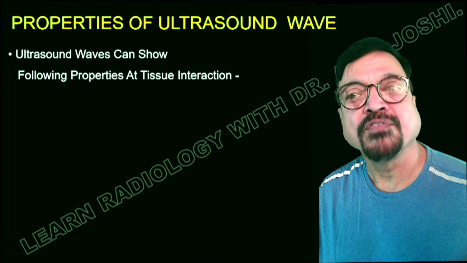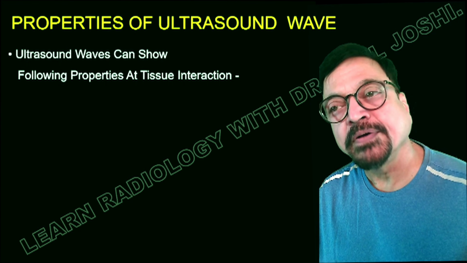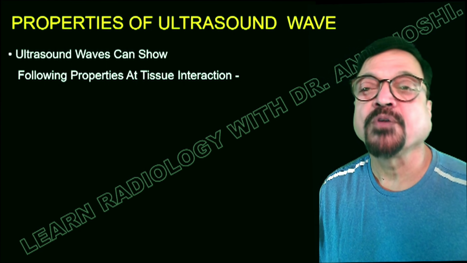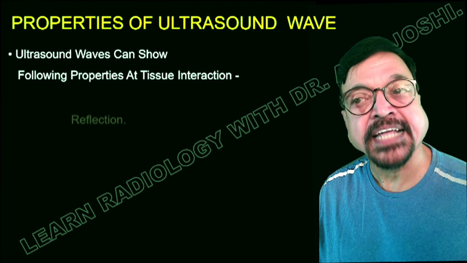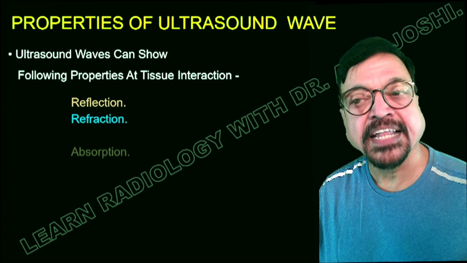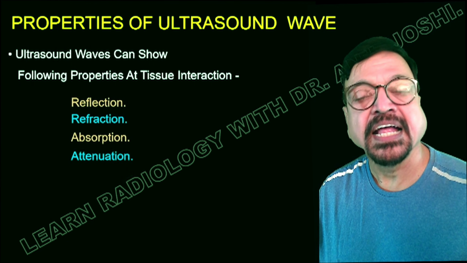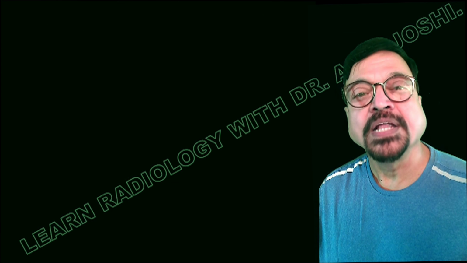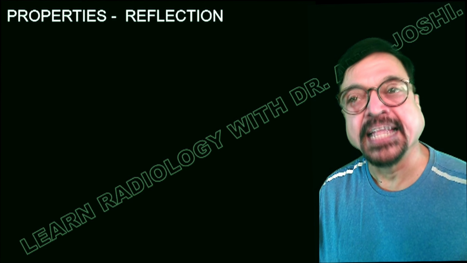Different properties of ultrasound waves. Ultrasound waves can show the following properties at tissue interaction, that is reflection, refraction, absorption and attenuation. Now we'll see each of them in detail.